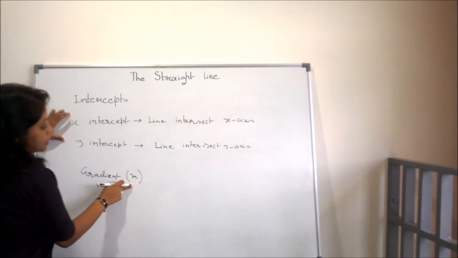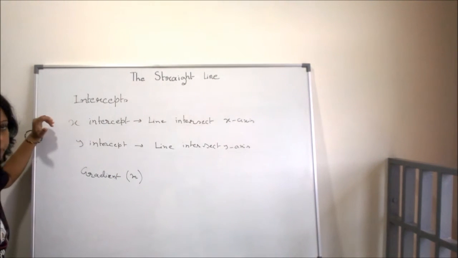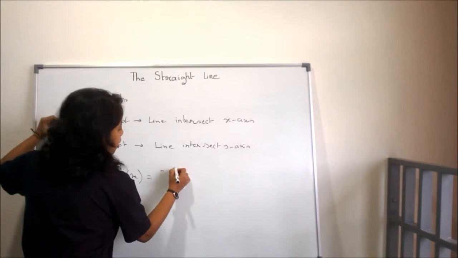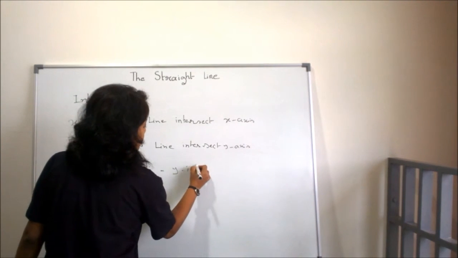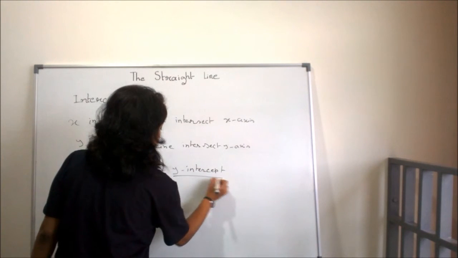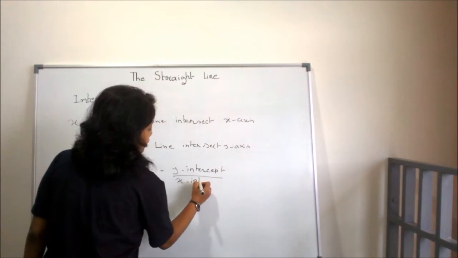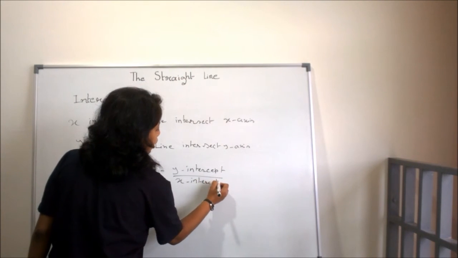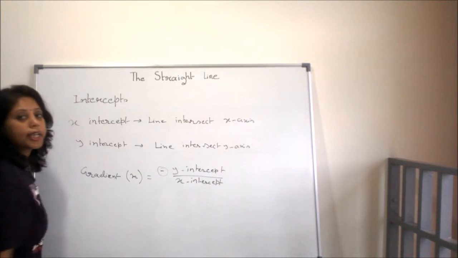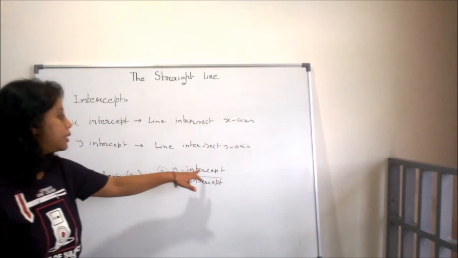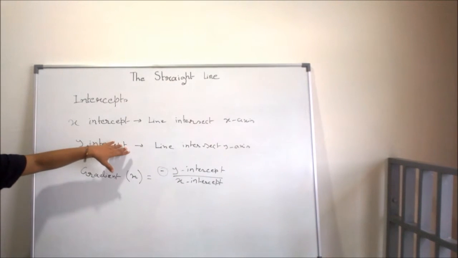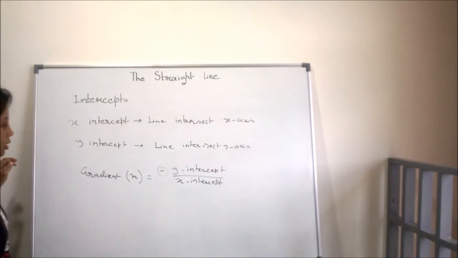The gradient is represented as small m. So this is equal to minus y-intercept by x-intercept. This is the formula. You remember there must be the negative sign: minus y-intercept by x-intercept. Okay, let's do some examples that will be easy to understand.